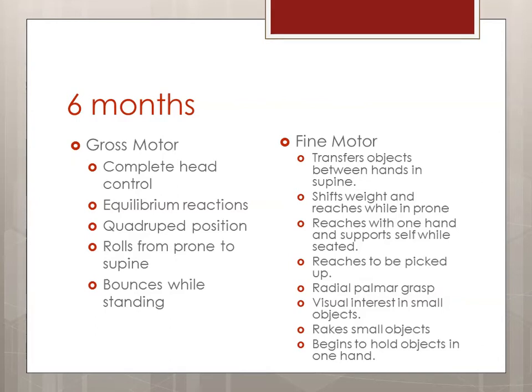They're going to have a radial palmar grasp. They'll have visual interest in small objects. So this is when they start to notice different things on the floor, if you have them down crawling around. They're going to rake small objects. So that's that whole handed grasp where they would grab little beads or whatever you're using with them, and they would use their entire hand to rake those objects. And then they begin to hold objects in one hand.